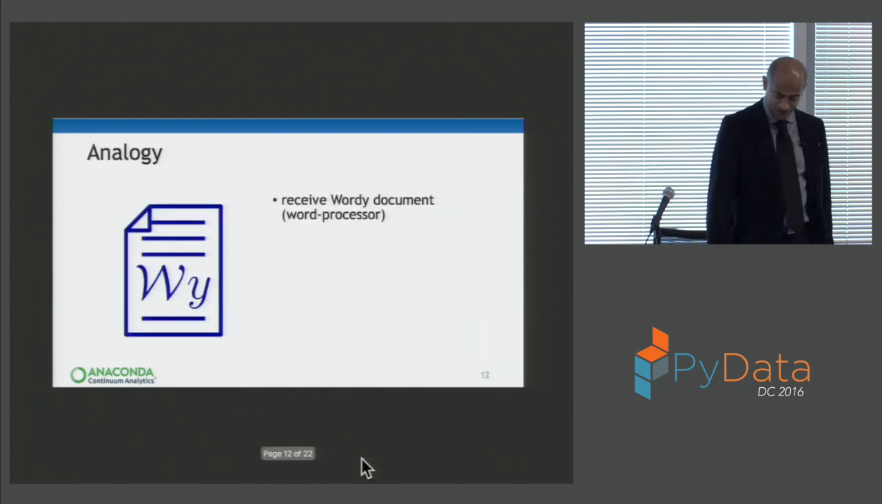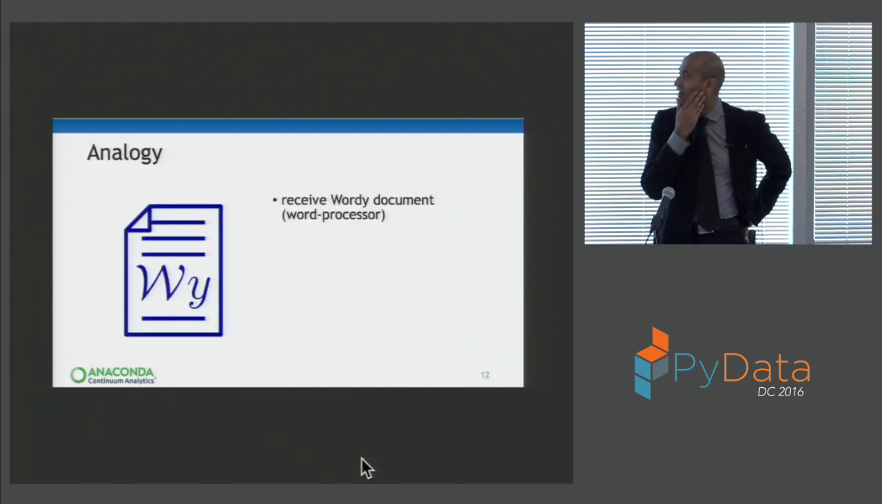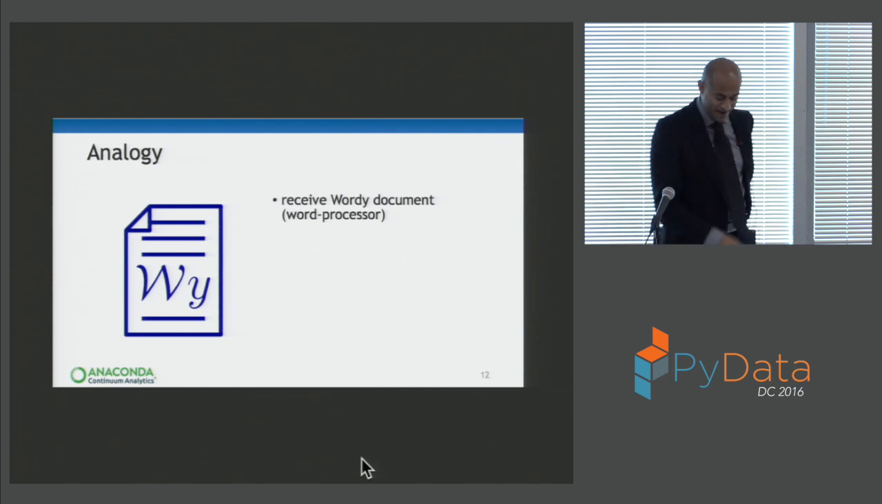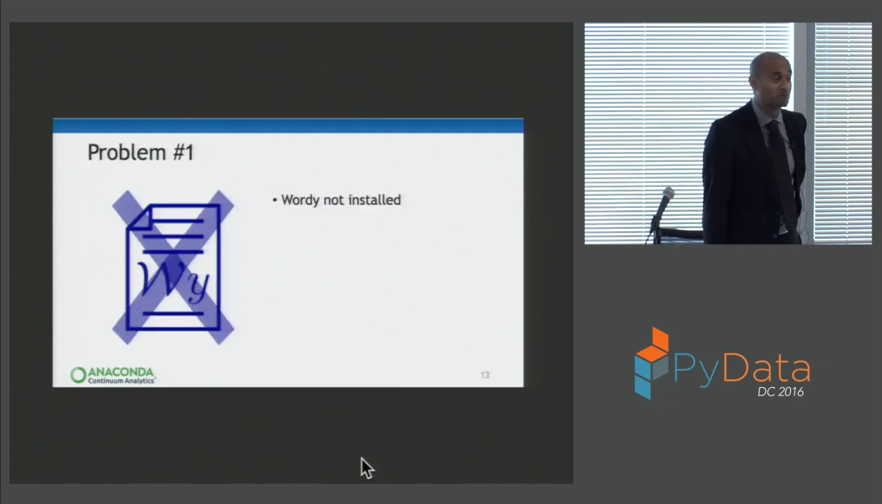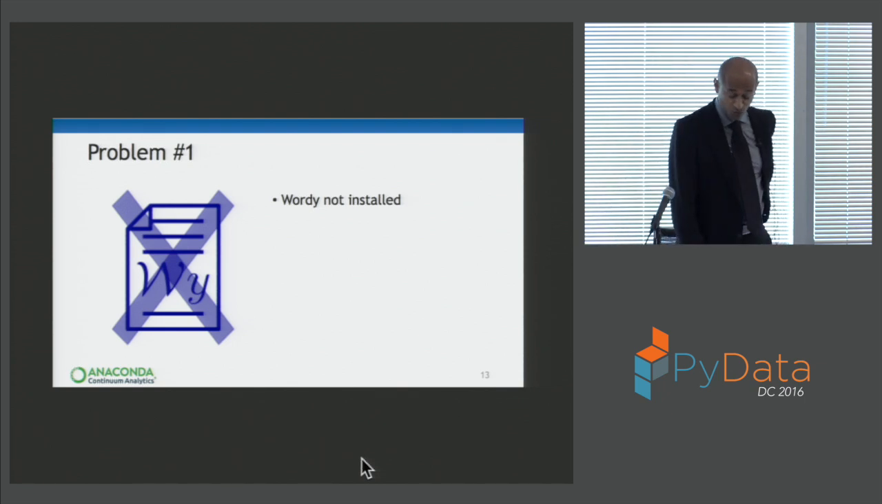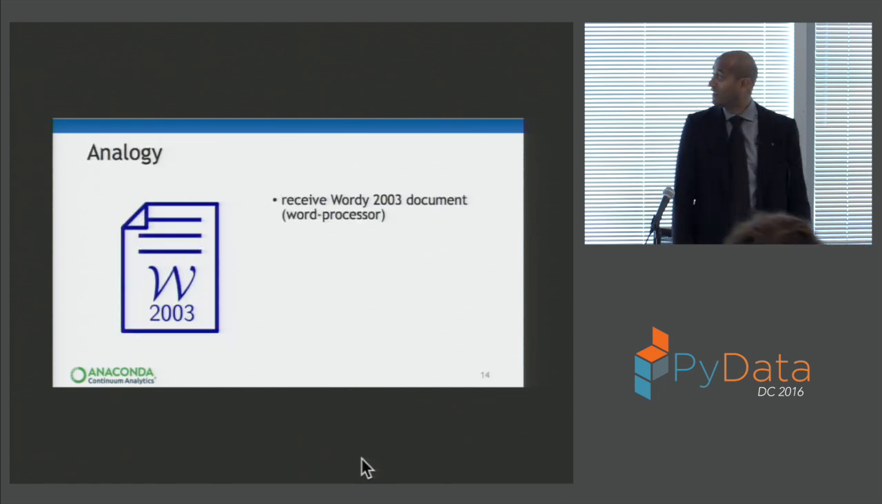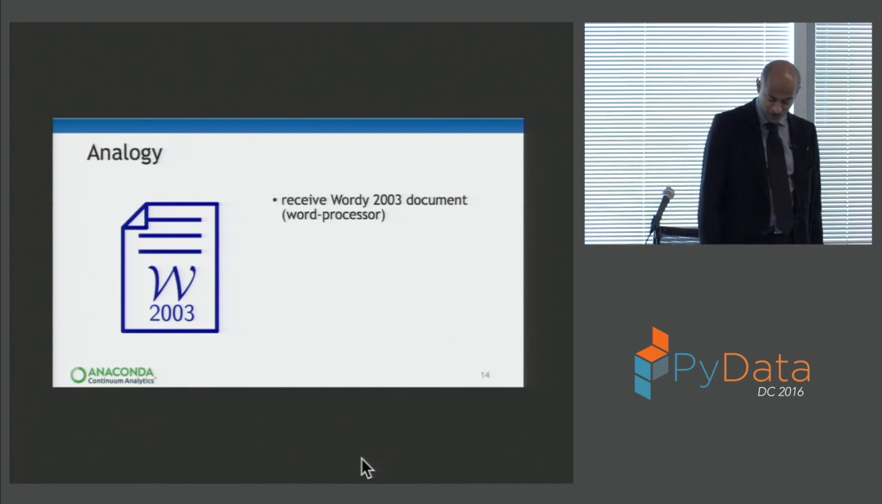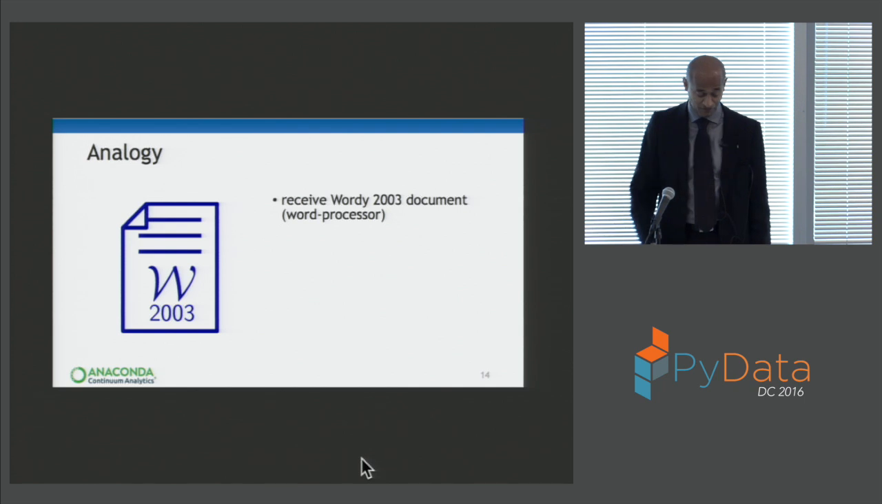So let me think about this in the context of getting a Word document. Let's say it's called Wordy, right? Someone emails you a Wordy document, and you don't have Wordy on your system, so you aren't going to be able to read it. That's one kind of problem: you have to go and find it, or find OpenOffice or something of some nature, in order to be able to use that data.